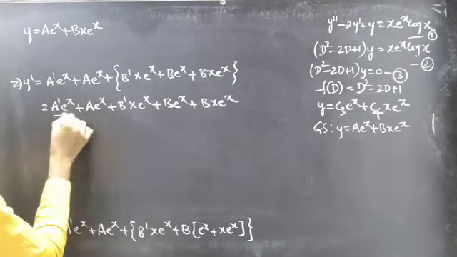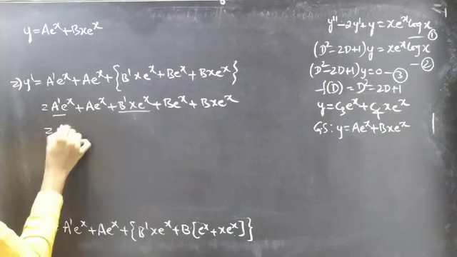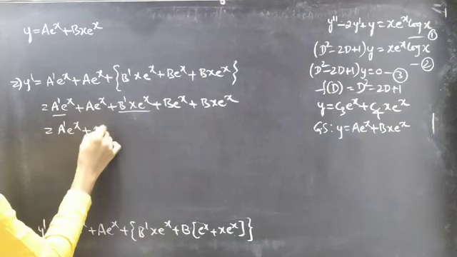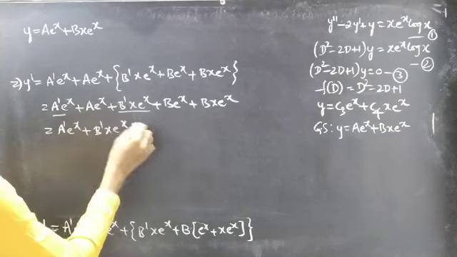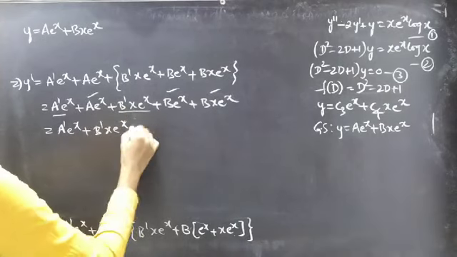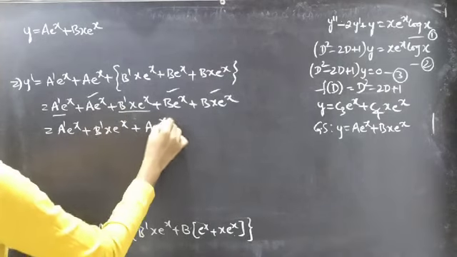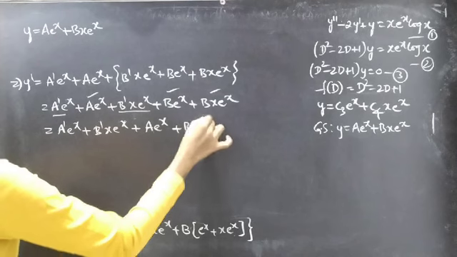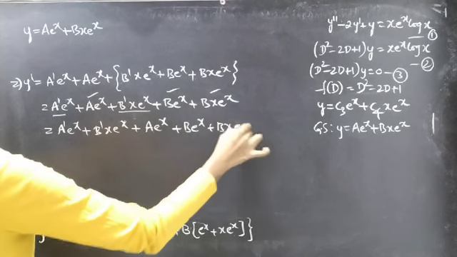Now write the terms involving a dash and b dash. Firstly, we'll get a dash e power x plus b dash x e power x. Now write the terms involving a and b. We'll get a e power x plus b e power x plus bx e power x.